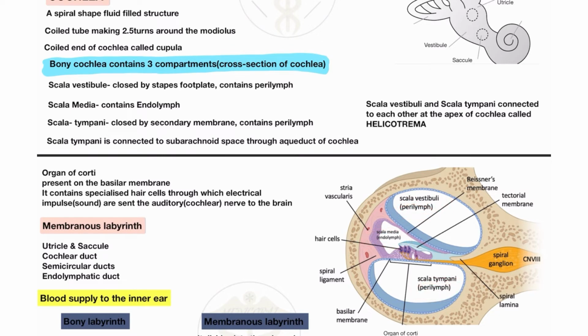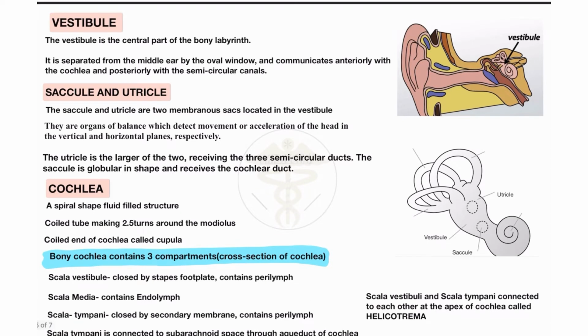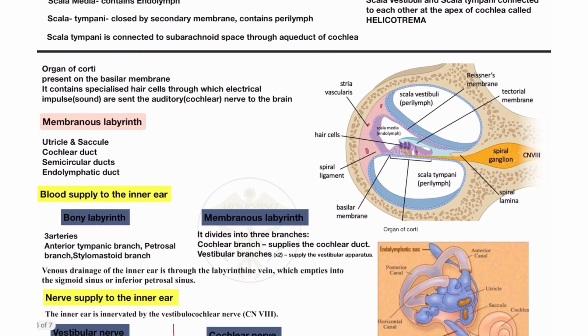Also you need to learn that the scala tympani is connected to the subarachnoid space through the aqueduct of the cochlea. It's also important, so you need to learn this. The scala vestibuli and scala tympani are connected to each other at the apex, called the helicotrema.